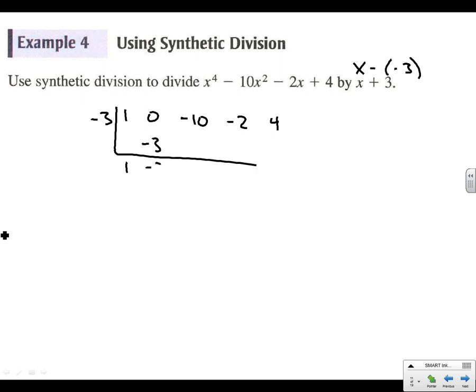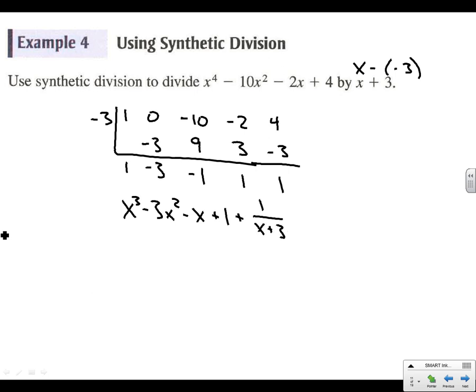We're going to add down. Negative 3, multiply, 9. Add down. Negative 1, multiply, 3. Add down. Multiply, and we get negative 3. Add down, and we get 1. All right, so we can rewrite this as x cubed minus 3x squared minus x plus 1, plus 1 over, here's our remainder, x plus 3.